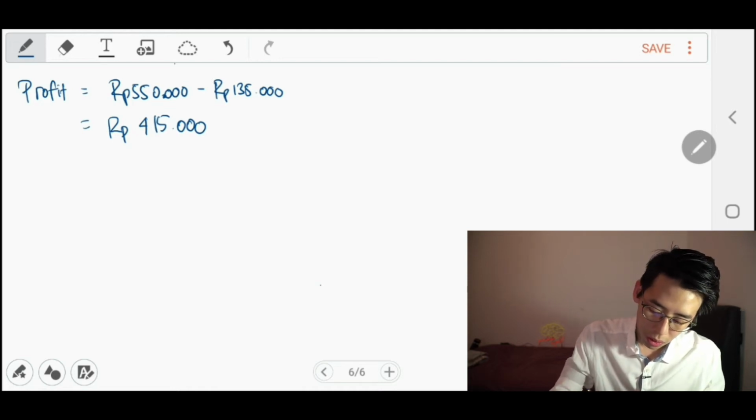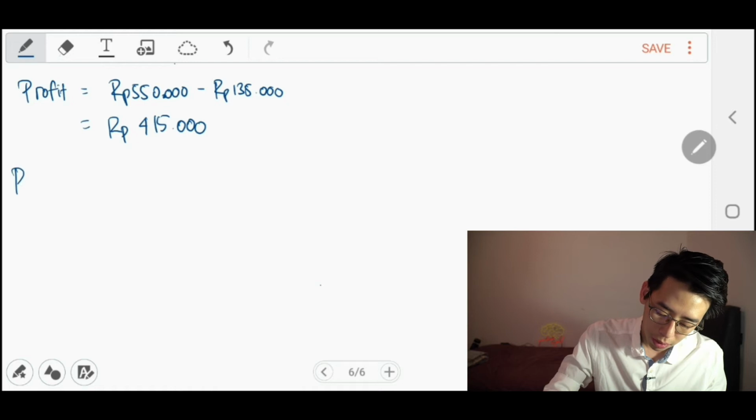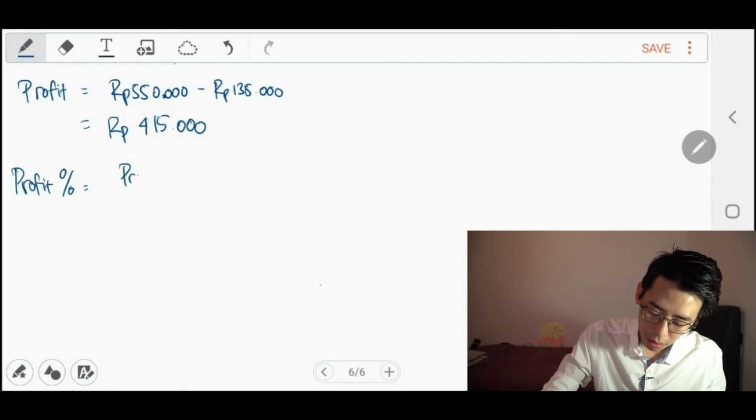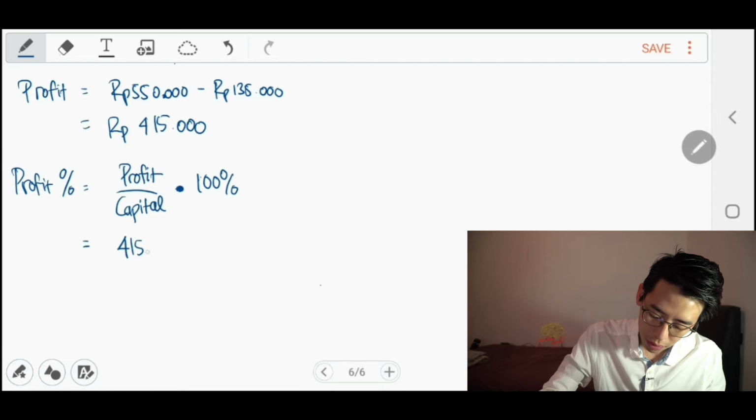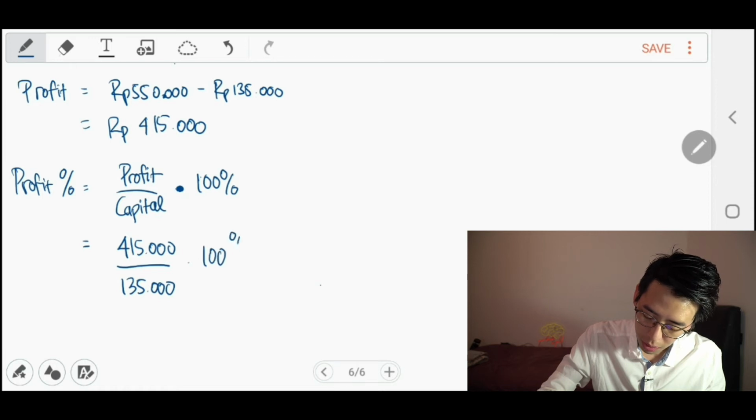The next thing that you are going to calculate is the profit percentage. Profit percentage is basically your profit divided by your capital, which means the value when you bought the object, and then multiplied by 100%. So my profit was 415,000 divided by 135,000 and then multiplied by 100%.